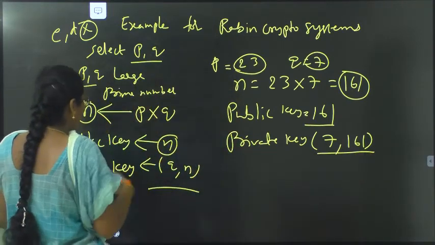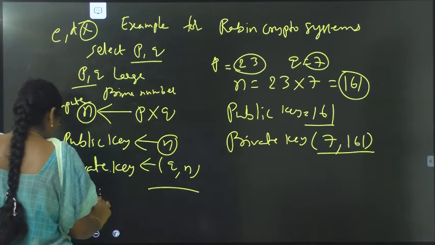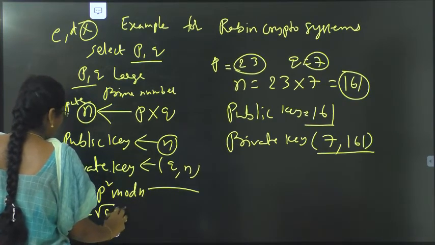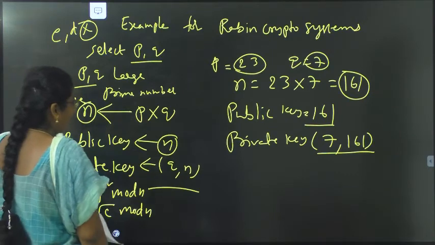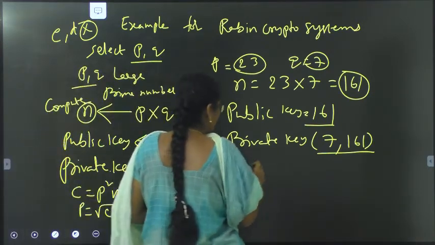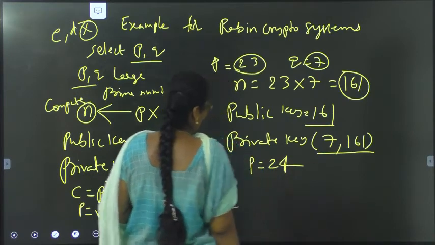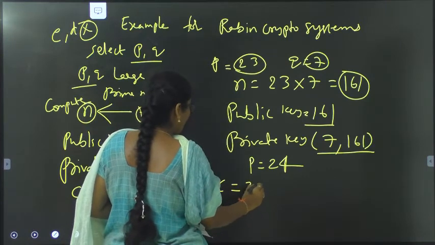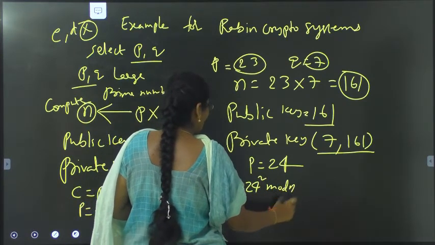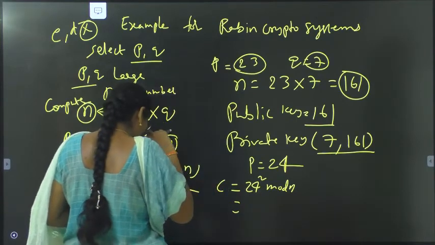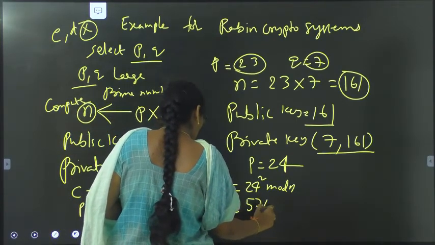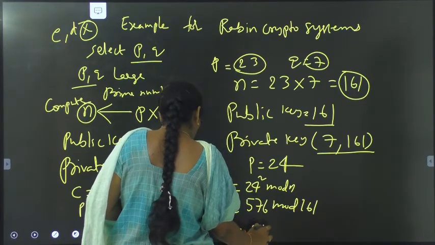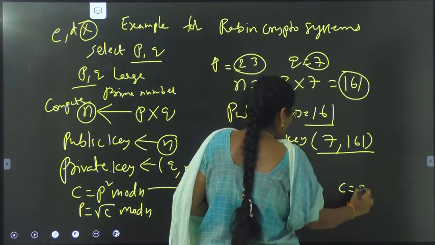So now what are the formulas we have? For ciphertext, P square mod n. For plain text, square root of ciphertext mod n. These two are the formulas we have. Plain text we will take as 24. So now how can we find the ciphertext? Ciphertext equal to 24 square mod n, nothing but 576 mod 161, which is 93. So C value you got as 93.